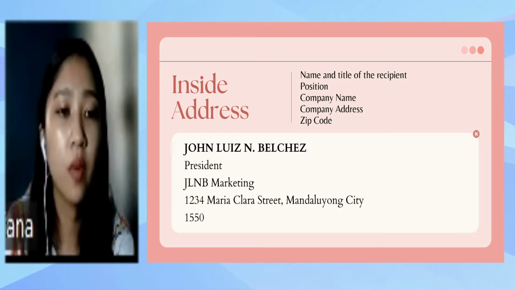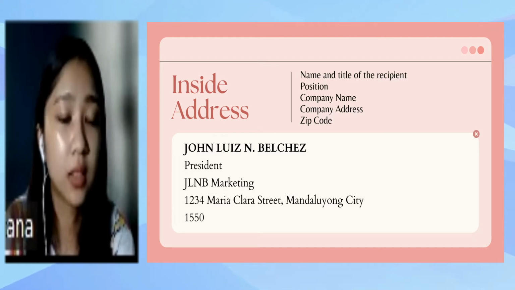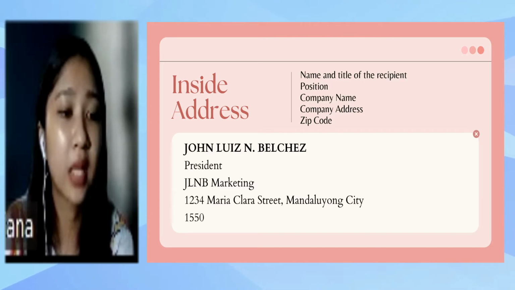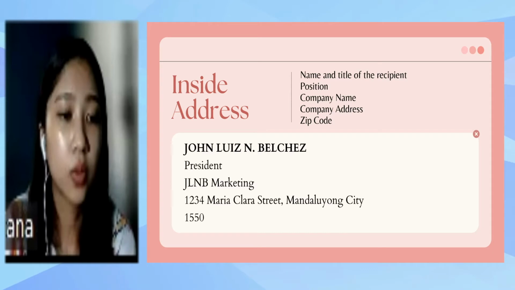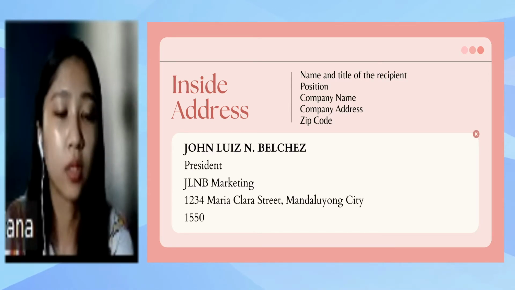In writing the name, it should be in all capitalized letters again and in bold. So John Luis and Belchez is the name of the recipient, and his position is written in the second line, which is president, and in the third line, his company name, which is JLNB Marketing, and in the fourth line, the company address. So this is his company address, and then followed by his zip code.